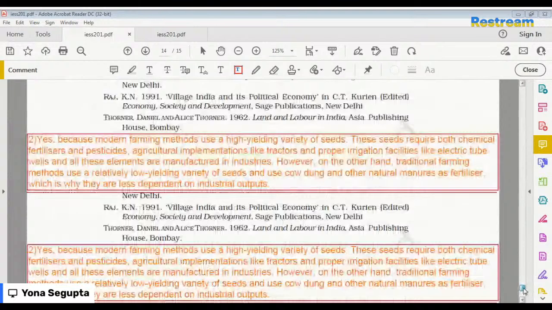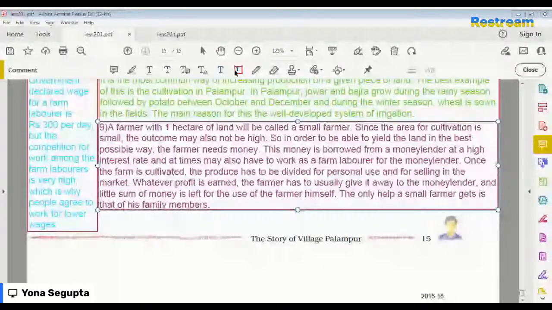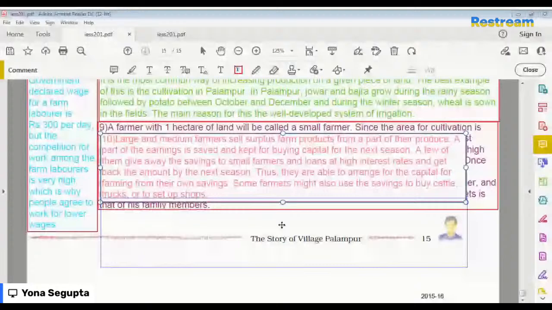So after 9 we will be doing this, number 10. So this is the answer.